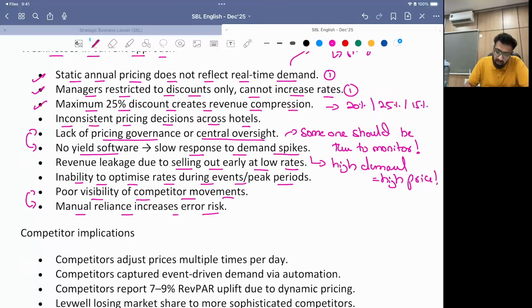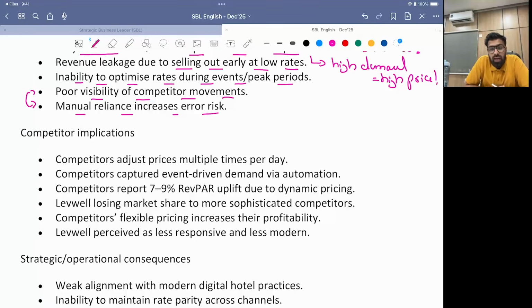Now, competitors: what have they done, what has my competitor done? Competitors adjusted price multiple times per day, meaning at one minute the price is something and the next minute the price is something else, and this has been observed by these eyes, right? I have seen these people doing it. Competitors captured event-driven demand via automation. Competitors report a 7 to 9% RevPAR uplift due to dynamic pricing, and you guys have missed that.